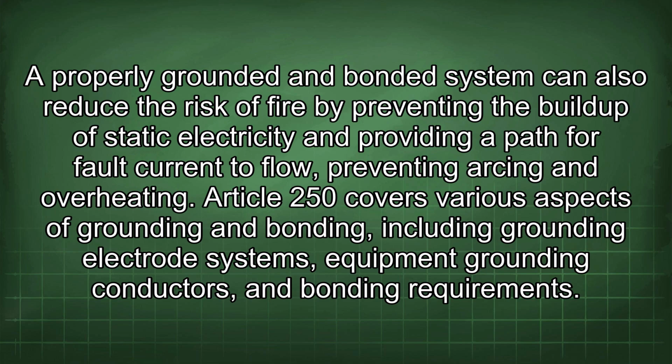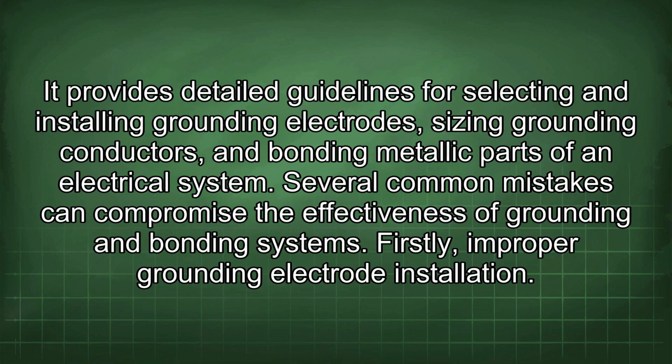Article 250 covers various aspects of grounding and bonding, including grounding electrode systems, equipment grounding conductors, and bonding requirements. It provides detailed guidelines for selecting and installing grounding electrodes, sizing grounding conductors, and bonding metallic parts of an electrical system. Several common mistakes can compromise the effectiveness of grounding and bonding systems.